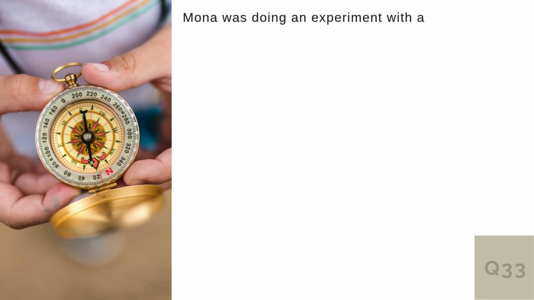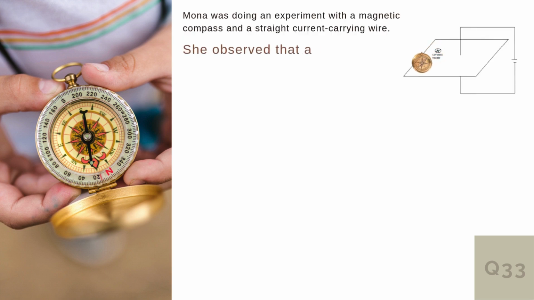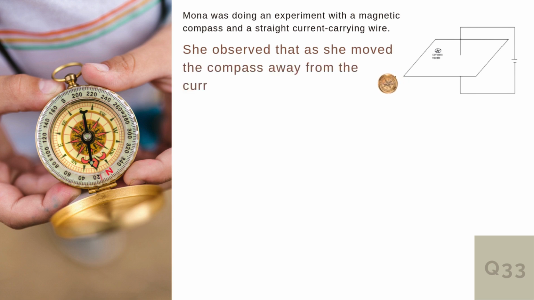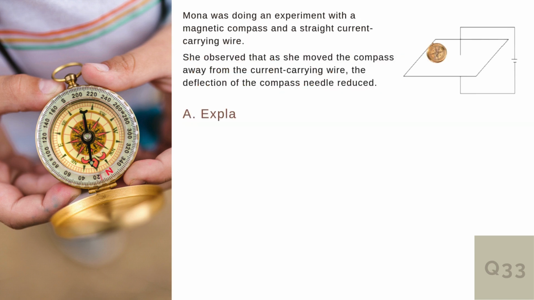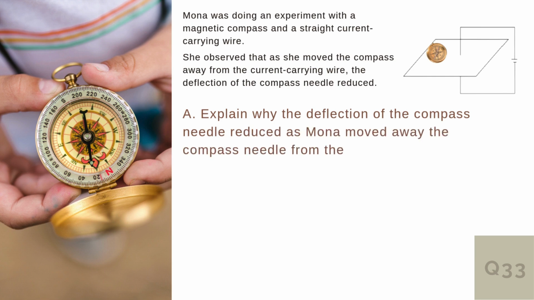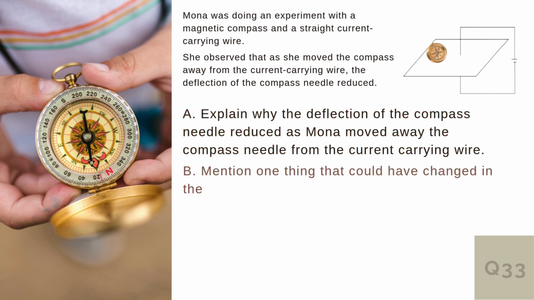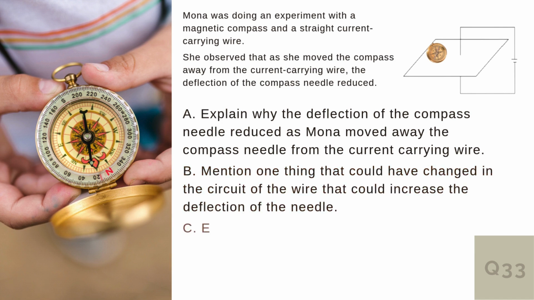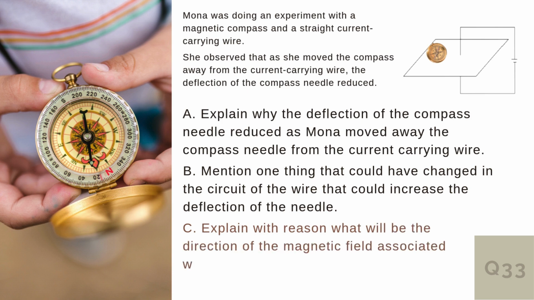Mona was doing an experiment with a magnetic compass and a straight current carrying wire. She observed that as she moved the compass away from the current carrying wire, the deflection of the compass needle reduced. Explain why the deflection of the compass needle reduced as Mona moved away the compass needle from the current carrying wire. Also, mention one thing that could have changed in the circuit of the wire that could increase the deflection of the needle, and explain with reason what will be the direction of the magnetic field associated with the wire for the case described by the given figure.